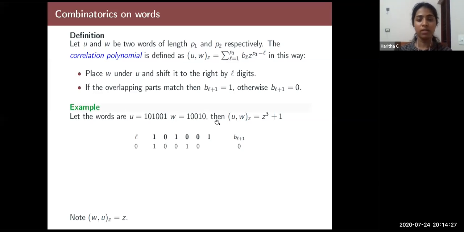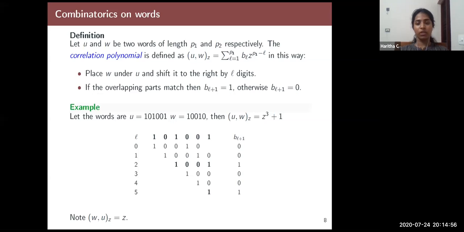Let's consider an example of U and W here. Then you place W under U, and you look at the overlapping part, and you can see that they do not match, so b1 will be 0. Then you shift it to the right and see if they overlap, and here they do not match. But when you shift it again, then you can see that this word overlaps with this word, and hence b3 will be 1, and so on.